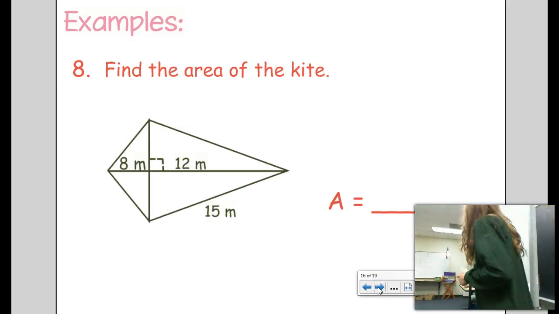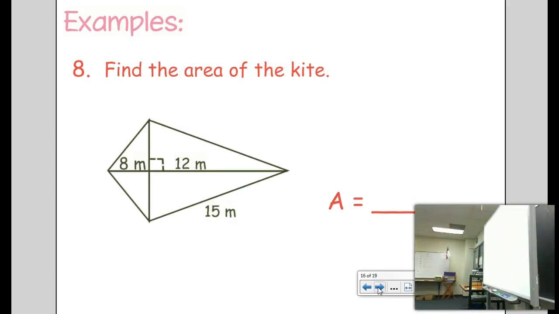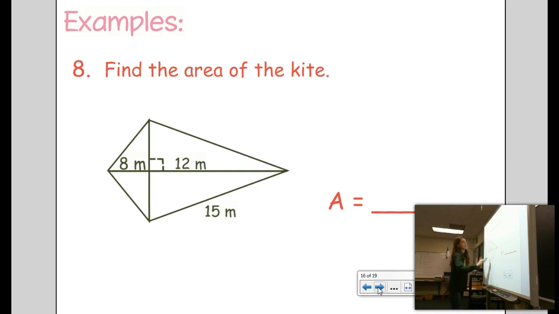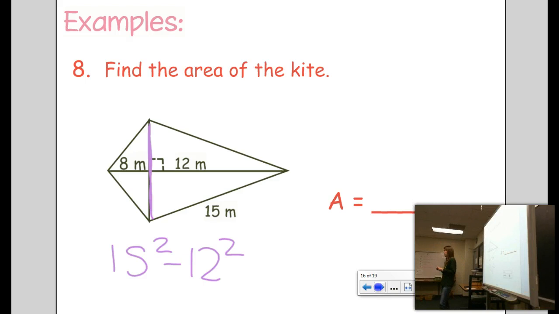Doing good. We're almost done. Find the area of the kite. Last problem on your page. Woohoo! Diagonal times diagonal divided by 2. Yes, you will do Pythagorean theorem. Absolutely. Because you don't know this diagonal, right? Do not know that diagonal. I'm doing minus because 15 is the hypotenuse, not the leg.